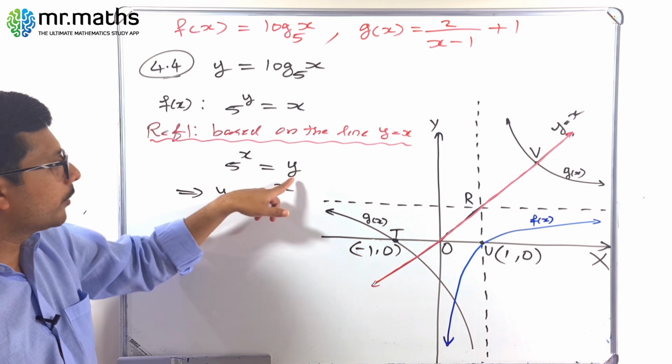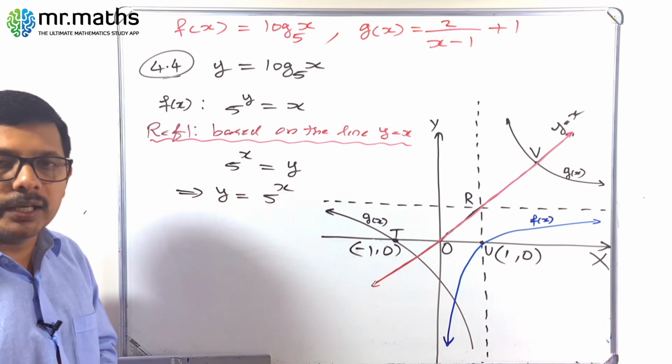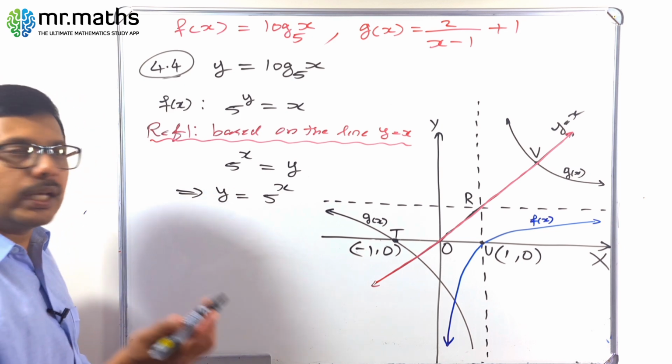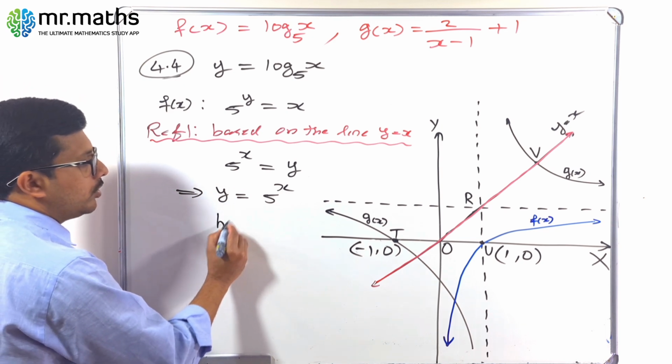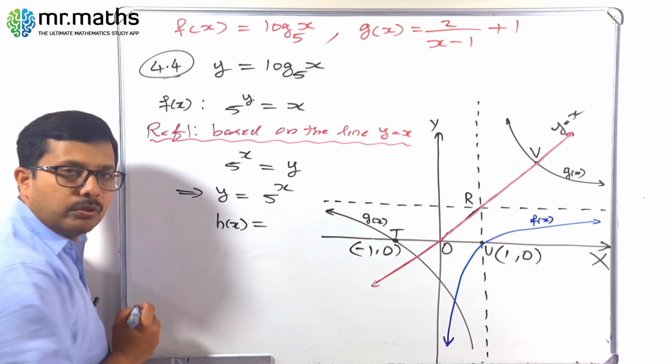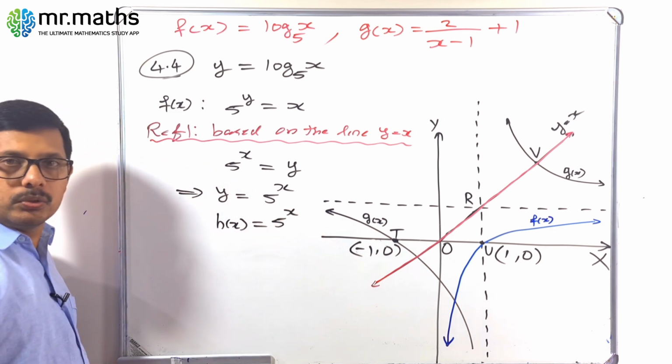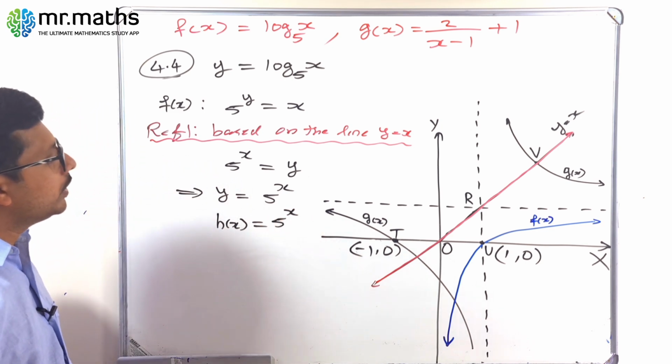So what is the equation? Y is equal to 5 raised to x, and that is the equation of the reflected graph, and they call that y as h of x. So the equation of h of x is equal to 5 raised to x. Okay, so this is the answer.